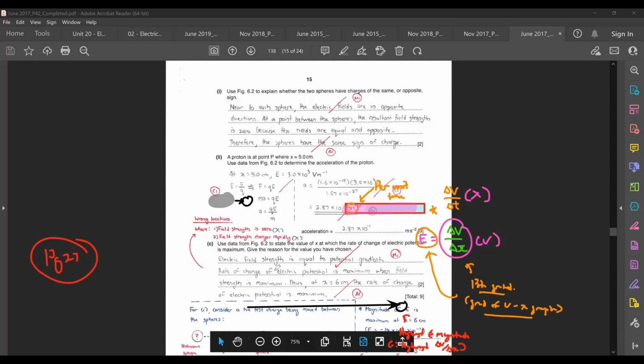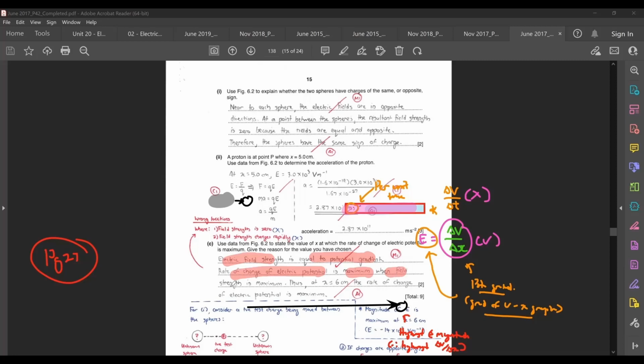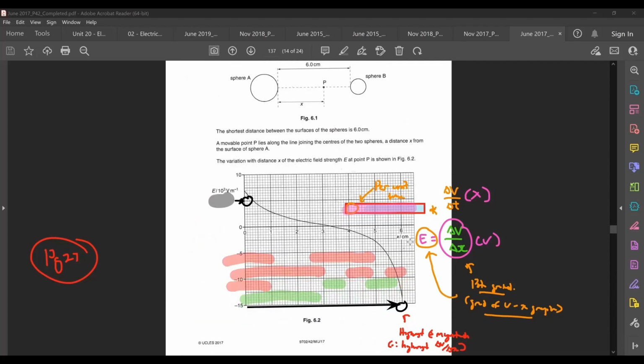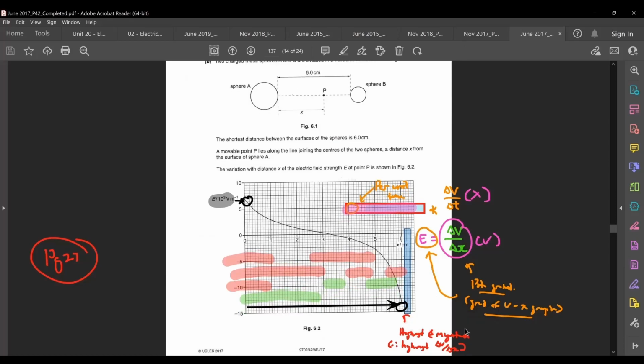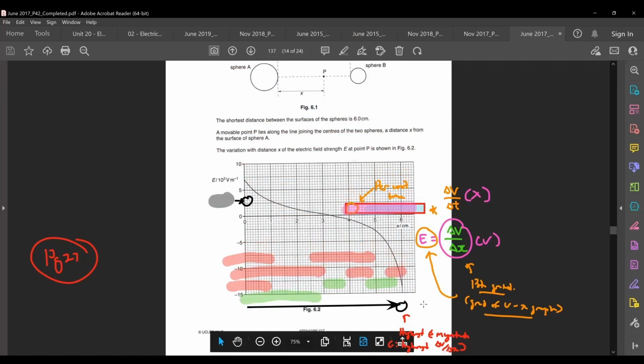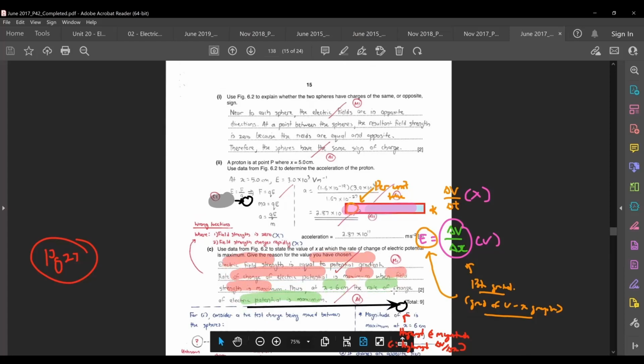You will write something like this. Electric field strength is your potential gradient. Your rate of change of electric potential is going to be maximum when your field strength is maximum. So it's at x equals 6 centimeters that your rate of change of electric potential is maximum. Okay, you look at the part where your field strength is maximum. That is where you are going to have the maximum rate of change of electric potential. Okay, so that is for this particular question. All right.